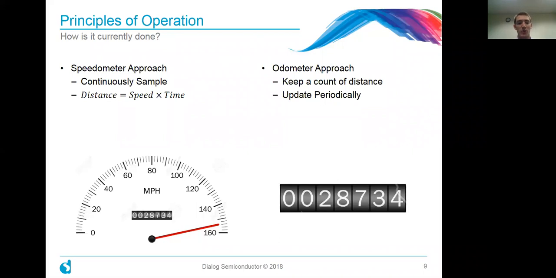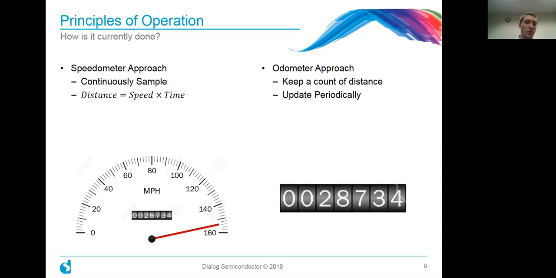So the speedometer approach is this idea of continuously sampling your speed, in a sense. And then once you're sampling your speed, or rather your current, you can get a distance measurement by taking your speed multiplied by your time. So if you have a regular interval where you're taking speed measurements and you multiply those by the time intervals that you're taking them, you can extract out with math a distance measurement. So if you're going 100 miles per hour for 1 hour, you're going to know you've traveled a distance of 100 miles.